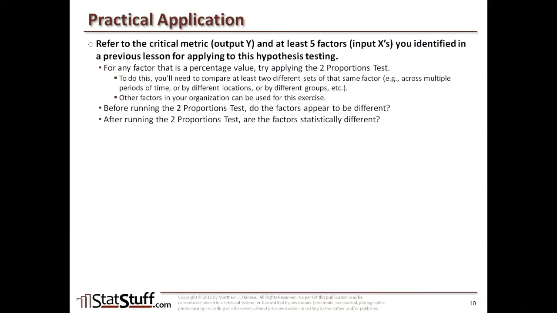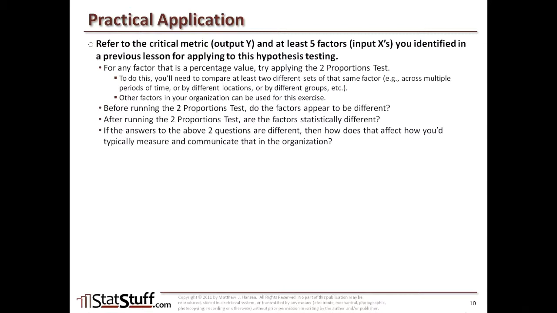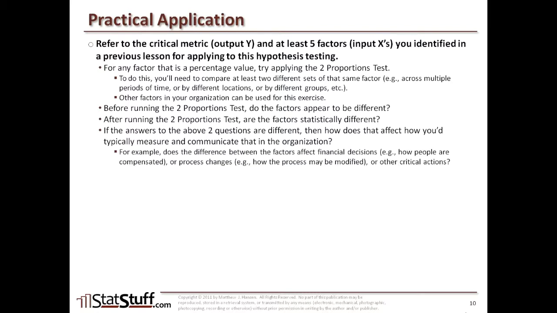Then run the two proportions test and ask yourself, are the factors statistically different? And if you have different answers for the two questions, then ask yourself, how does that affect how you typically measure and communicate that difference in the organization? As an example, does the difference that you might see between the factors affect financial decisions? That is, how people are going to be compensated, or certain process changes, such as how the process may need to be modified, or are there other types of critical actions that could come out of this?